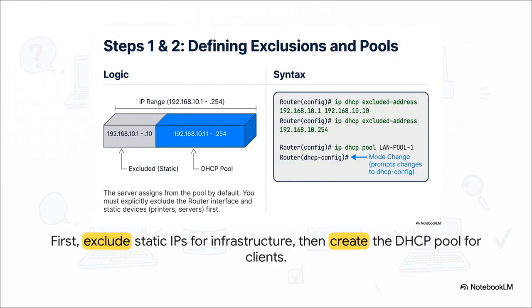We start with ip dhcp excluded-address. Now, this step is absolutely critical, and you have to do it before you define the pool. Why? To prevent the DHCP server from accidentally handing out an IP that's already being used by something important, like your main router or a server. Once those static IPs are safe, then you can create your address pool with the ip dhcp pool command.